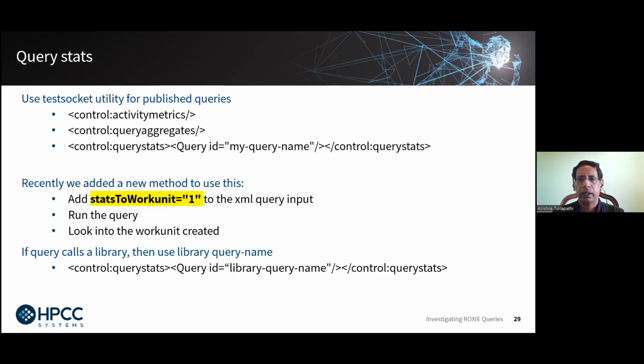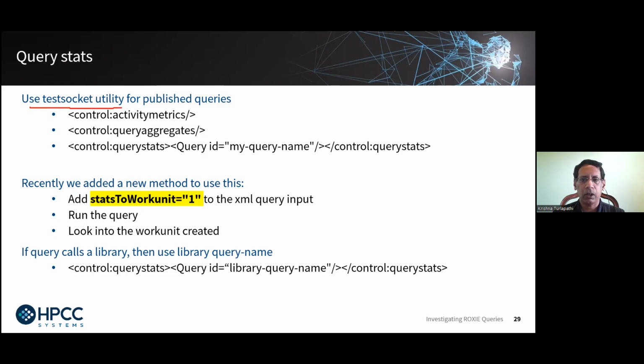Now, let's take a look at the query stats. To get query stats, you can use the test socket utility for published queries. When using test socket, you get activity metrics, query aggregates, query stats, in addition to the other metrics. So you can use your test socket utility.